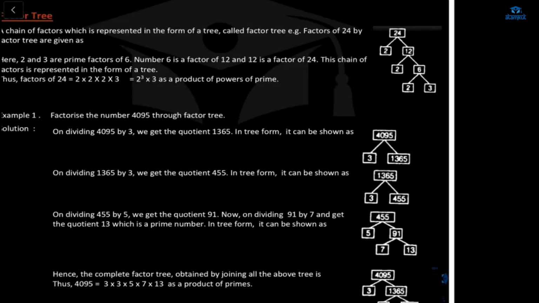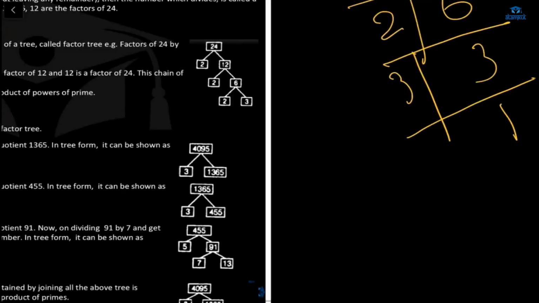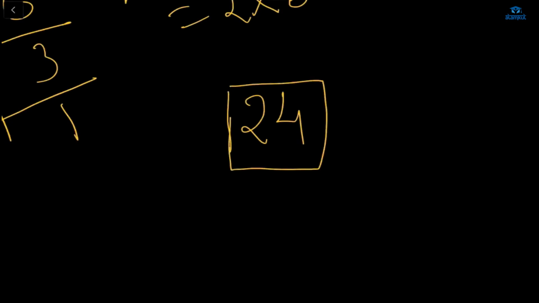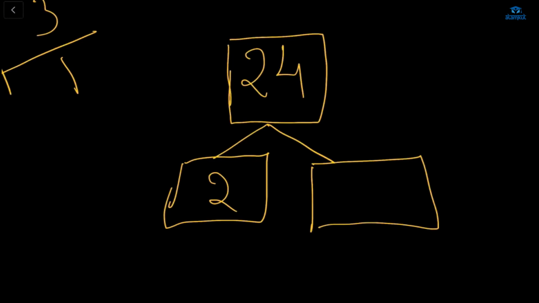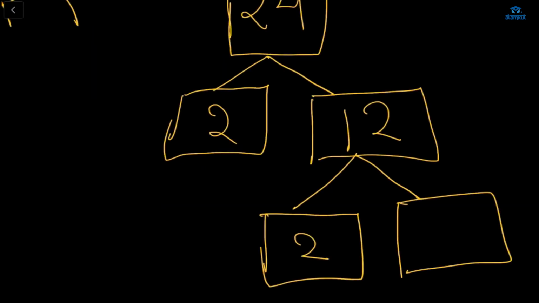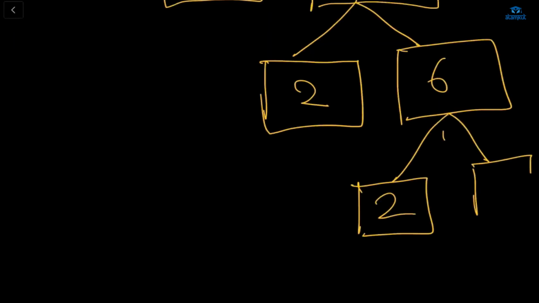A factor tree is nothing but expressing or dividing the number, drawing the prime factors of the number in the form of a tree. For example, instead of 12, I'm going to take 24. We take the smallest prime factor that can divide 24, that will be 2. Now 2 twelves are 24. Again, 12 can be divided by 2: 2 sixes are 12. Now 6 can again be divided as 2 threes are 6. Now this is the last.